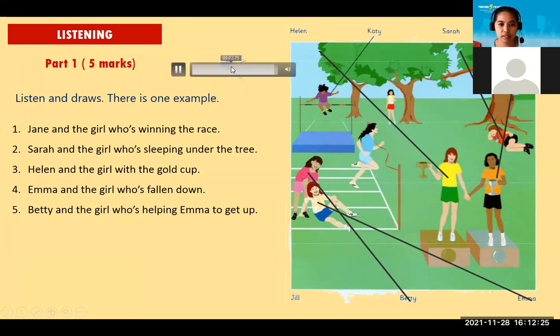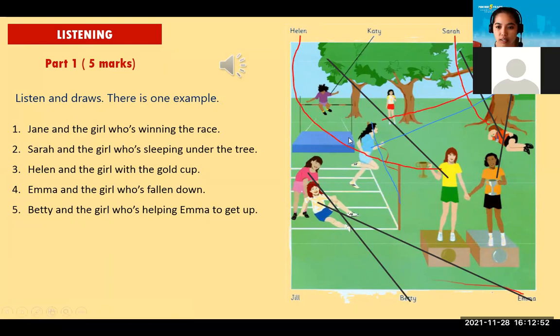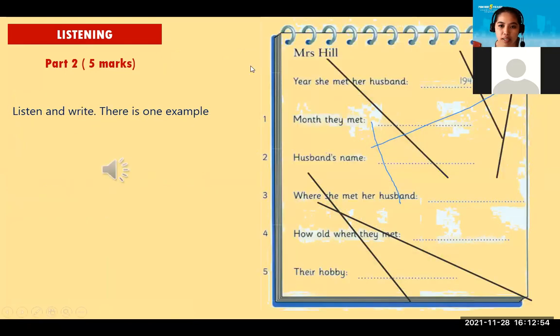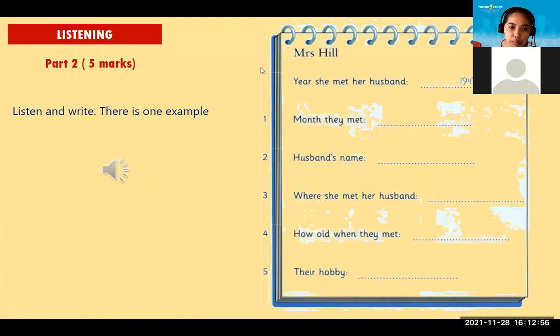Okay. That is the end of part one. Are you done with your answers? Yes. So in part one, you got 4/5, because for number one, Jane and the girl who's winning the race is this one. Jane is here. So let's check. Now let's proceed to part two.